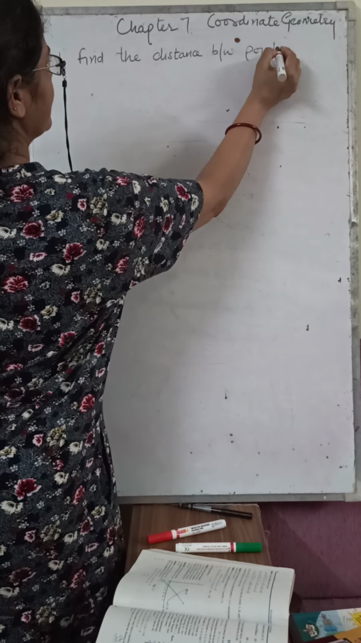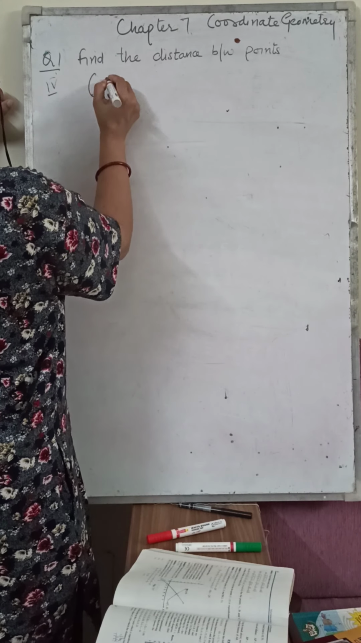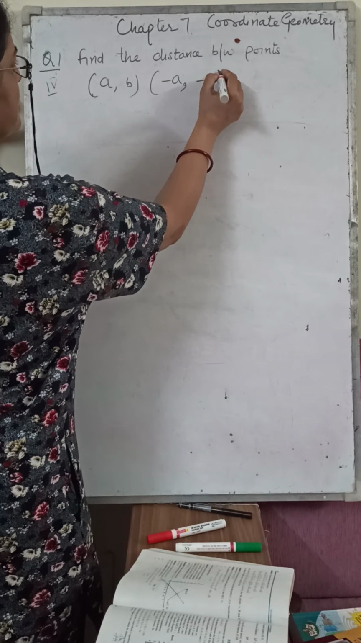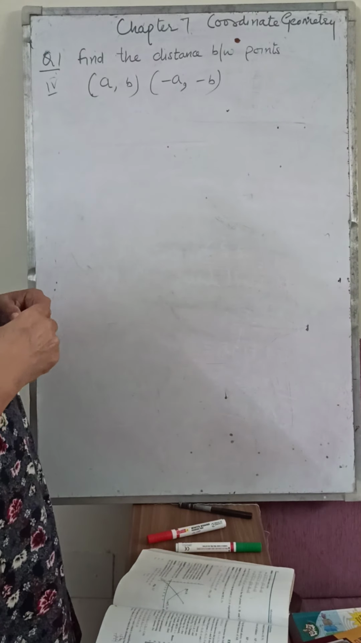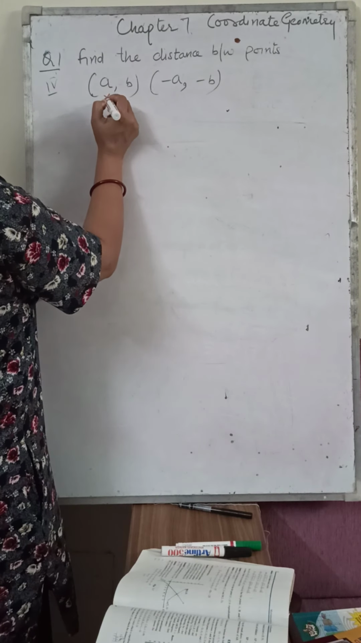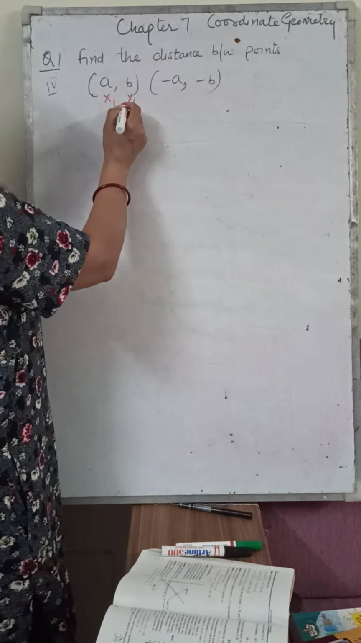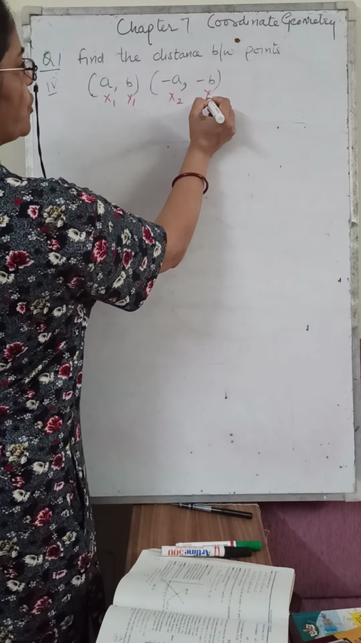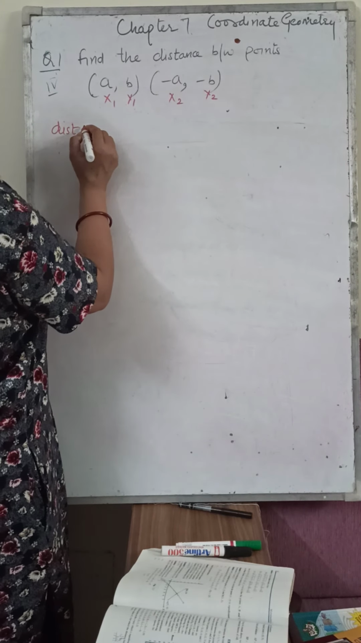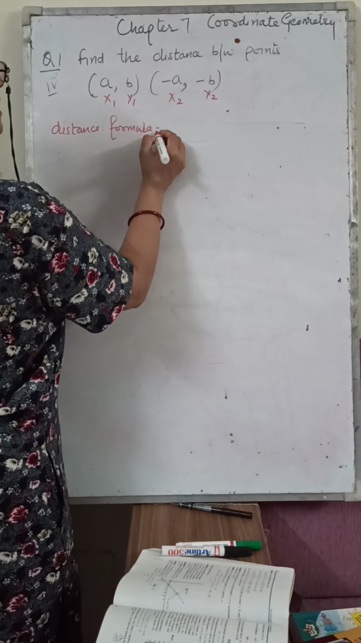Suppose the points I am taking, the last 4th part, are (a, b) and (minus a, minus b). We have to find the distance. You know, this is the x1 coordinate, this is the y1 coordinate. Always the first point is x1, y1. This is the x2 coordinate and this is the y2 coordinate. Now the distance between two points. For this we will use the distance formula. And what is the distance formula?